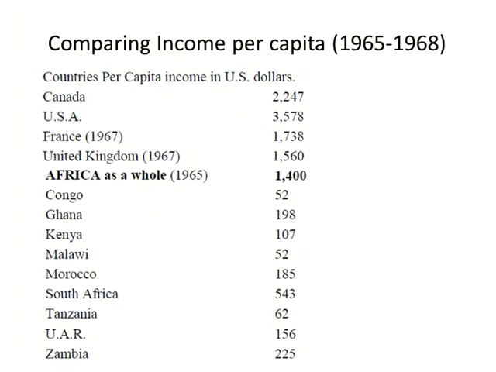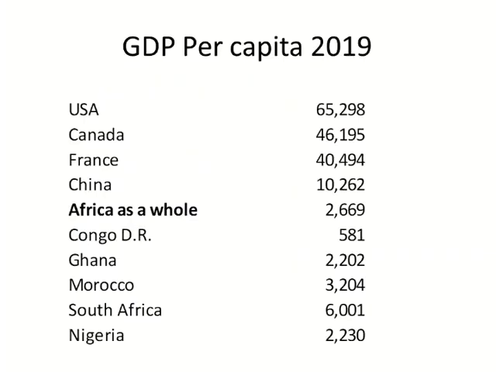You look at the individual countries from Congo, Ghana, South Africa, you see they're quite small relative to the big countries. But now let's compare it in 2019. United States, $65,000. Africa as a whole has hardly moved from 1,400 to 2,700. Hardly moved, despite the fact that the population has been growing and other things have been happening. So the GDP per capita for Africa has hardly moved. The USA has moved significantly, and the gap has significantly widened.